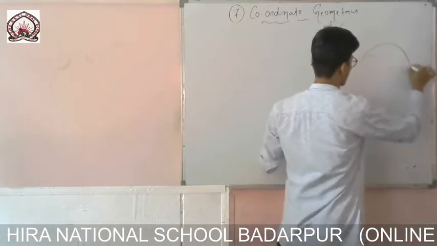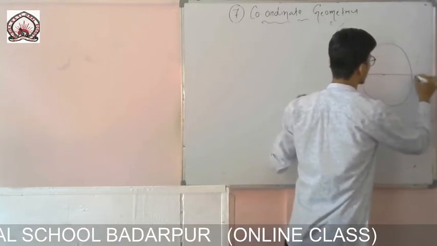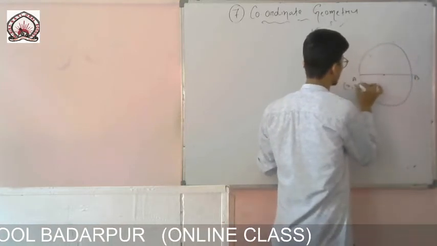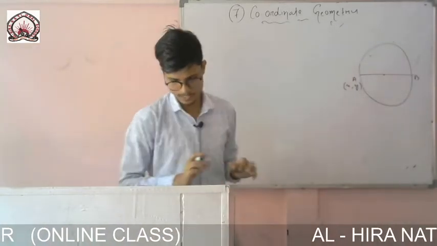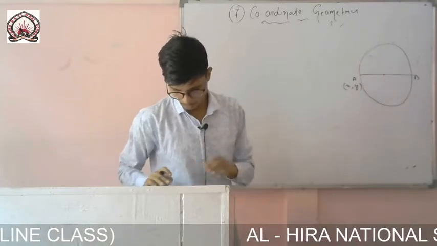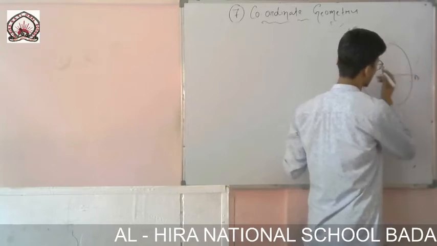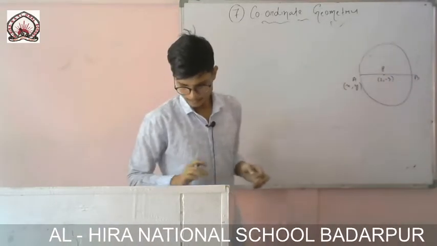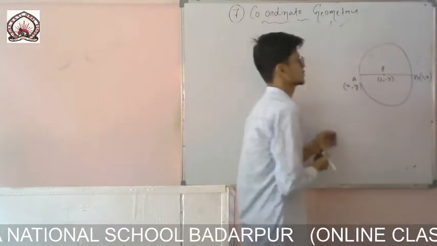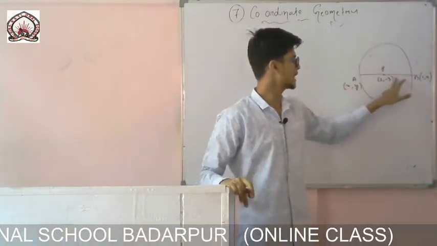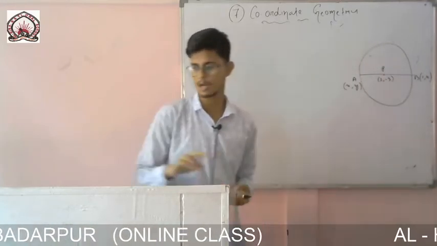So a circle is there, this is the diameter, so point A is unknown and B is given. You have to find the coordinate of the point A, so we will take it as x comma y. The coordinate of the midpoint is given as 2 comma minus 3, and B is given as 1 comma 4. So this is a diameter and this point is the center, that means this is the midpoint. So using the midpoint formula we can easily find it.